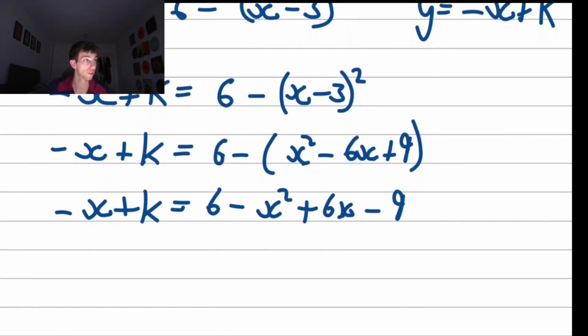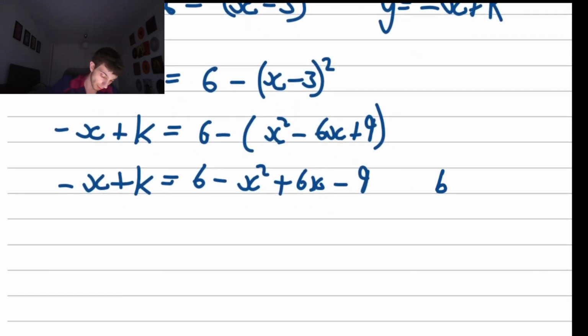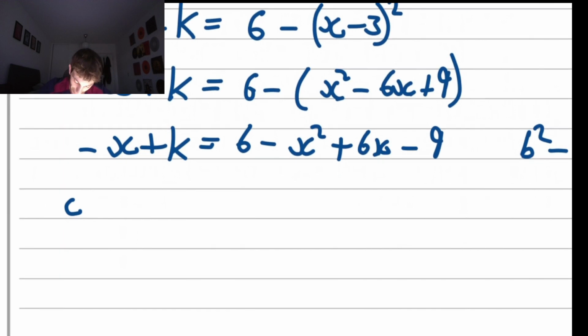Okay, let's get everything to one side so then we can use the discriminant. Remember, discriminant equals b squared minus 4ac. And we want this to be equal to 0 because we're trying to find a tangent. So going back here, let's bring the x squared to the left because we like to have a positive x squared, don't we? So we're going to have x squared. Take away the 6x, so it's going to be minus 7x. So that's minus x minus 6x.